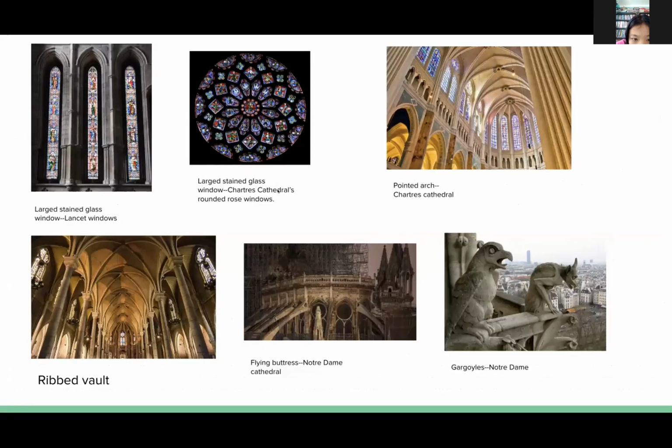Here is a picture of the characteristics of Gothic architecture. From the first one, you can see that it is a large stained glass window, which is the lancet windows we've talked about. The second one is the round rose window, which was found in Chartres Cathedral. The third one is the pointed arch, which also comes from Chartres Cathedral. And the fourth one is the ribbed vault. And here's the flying buttress of Notre Dame Cathedral and gargoyles from Notre Dame.